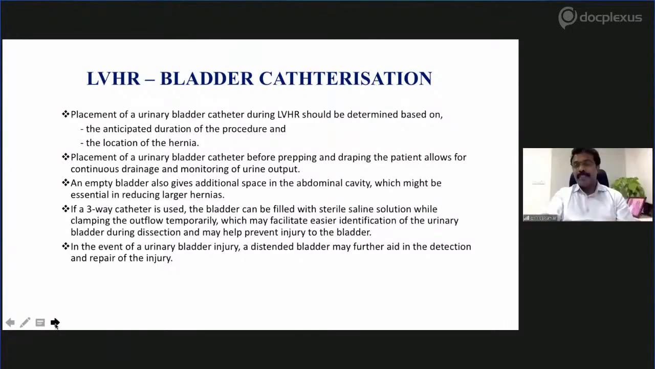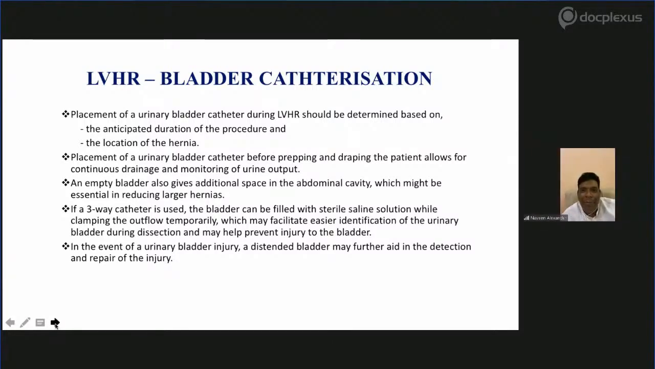Any other opinion from the panelists? Yes, sir. If in an IPOM you're dealing with a suprapubic hernia or a lower one for that matter, definitely there is an indication for catheterization. Whatever said and done, as you've put beautifully in this slide, it might even help us with defining where the bladder is to maybe dissect preperitoneally in front of it.